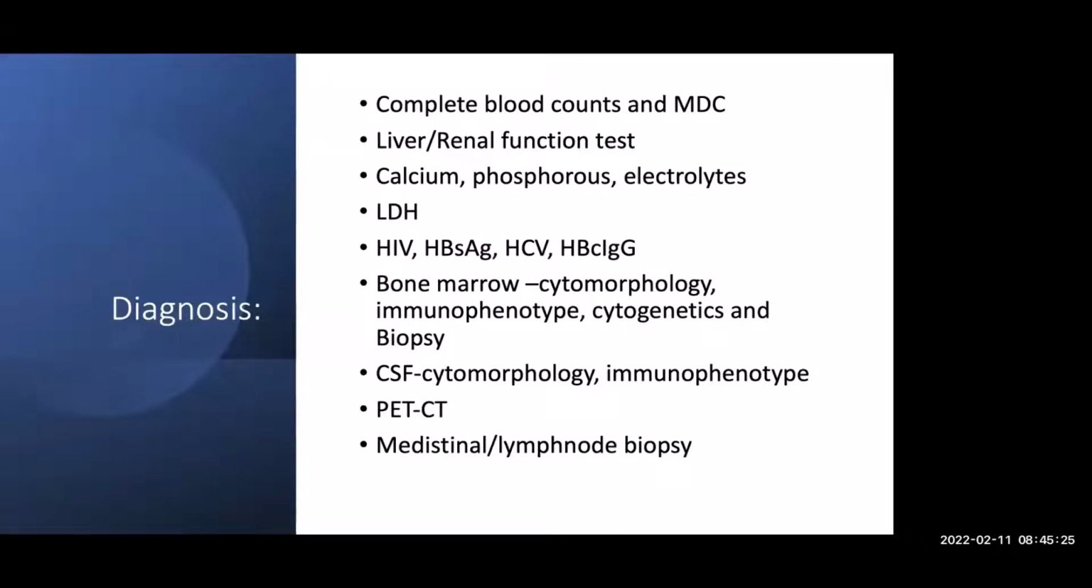Coming to the diagnosis of T cell acute lymphoblastic leukemias, this is the basic workup we do for acute leukemias: complete blood counts, manual differential counts, TLS parameters, and viral markers. For establishing the diagnosis, we need bone marrow cytomorphology, immunophenotype, cytogenetics, bone marrow biopsy, and CSF analysis by morphology and flow cytometry at baseline, and PET-CT in case of T lymphoblastic lymphomas. If the patient presents with T lymphoblastic lymphoma, a biopsy from the accessible lymph node site or mediastinal mass is required for definitive diagnosis.